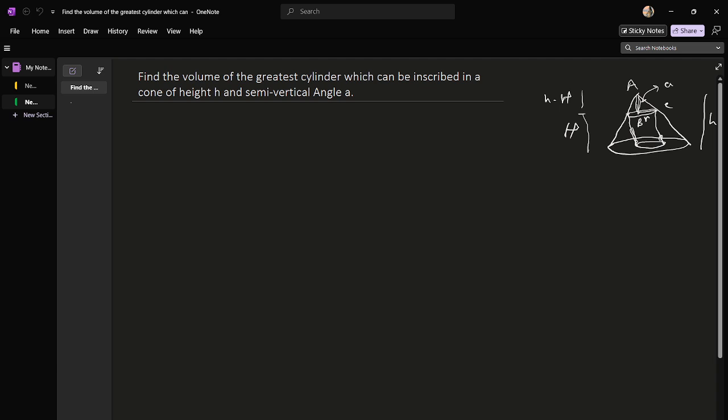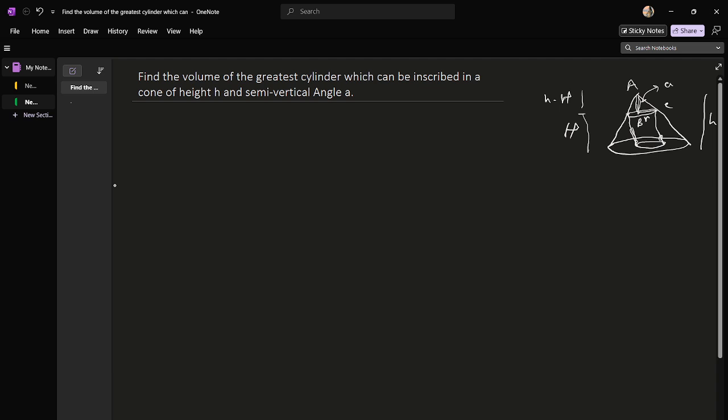And let us take the height of the cylinder as big H, and the small h is the height of the cone. Okay. So the smaller cone's height will be h minus H. Okay. And let us name the points A, B and C, and let small r be the radius of the circular face of the cylinder.